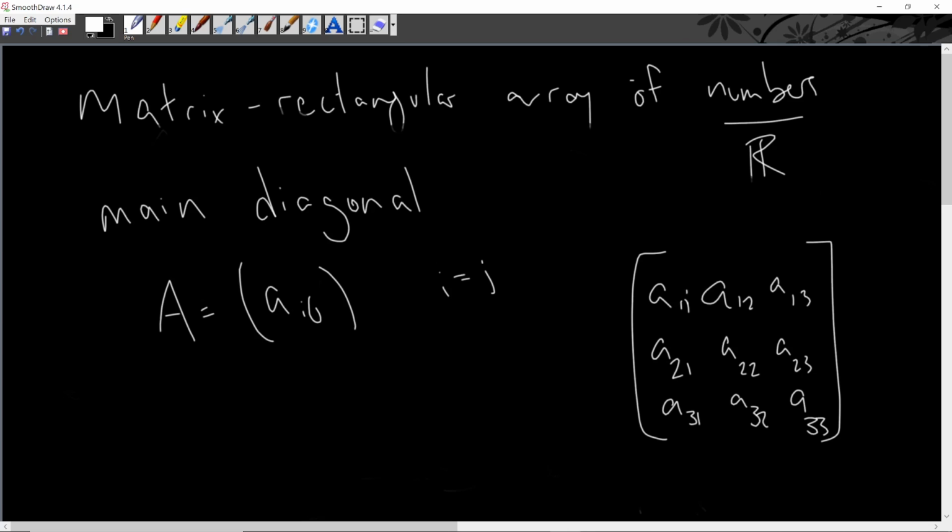Where does i equal j? 1 equals 1, 2 equals 2, and 3 equals 3. This is the main diagonal of big A. And this is just the top left corner to the bottom right corner. That's probably the best way to remember this.